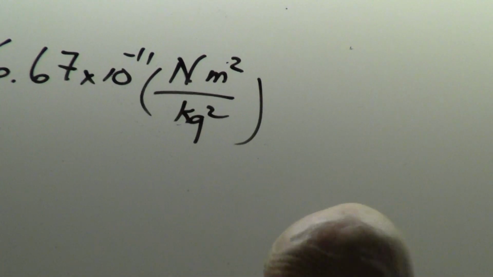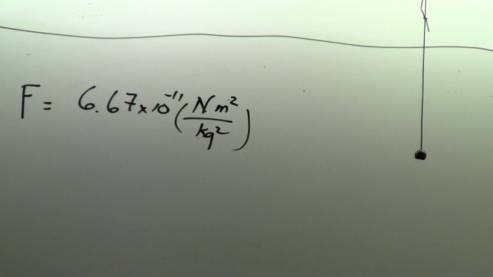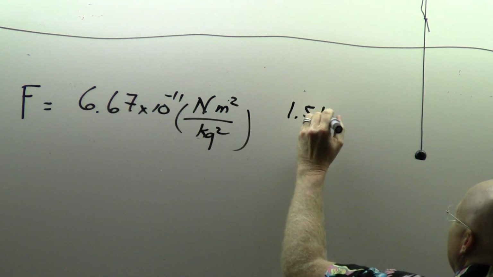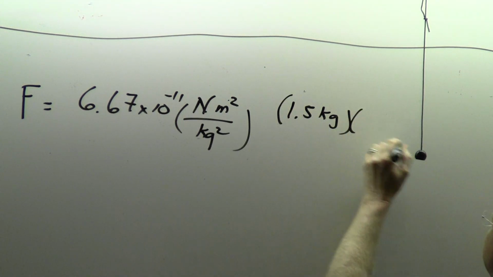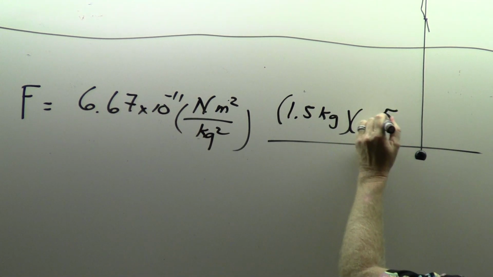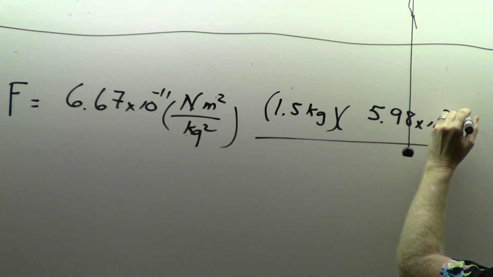Then I need to put in the two masses. Now the first mass will still be that lead sphere. I'll say it again, need to do it in kilograms, so 1.5 kilograms. And the second object would be the mass of the Earth, because that's what I'm asking for. What is the force between it and the Earth? And the Earth is a very, very big object. It happens to have a mass of 5.98 times 10 to the 24th kilograms.